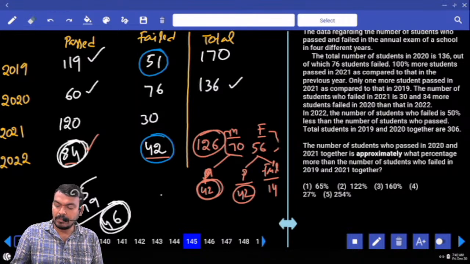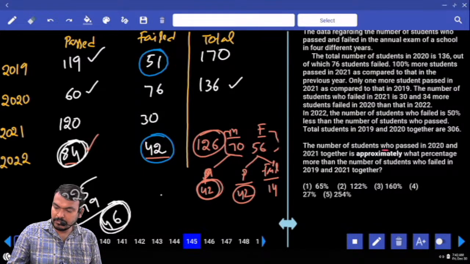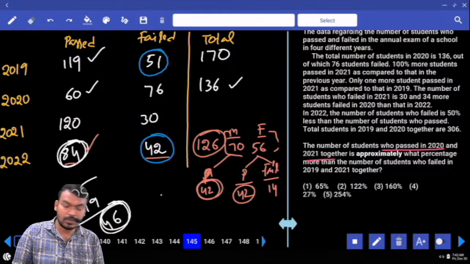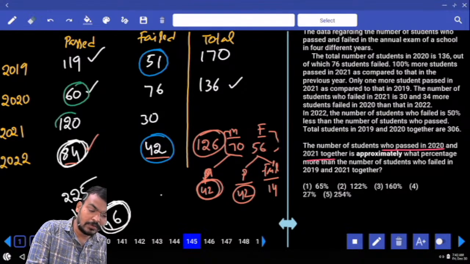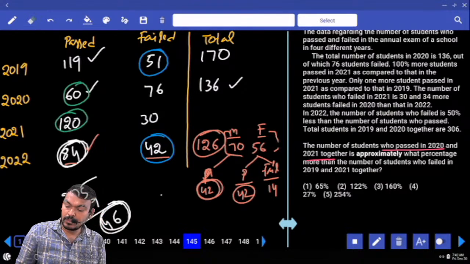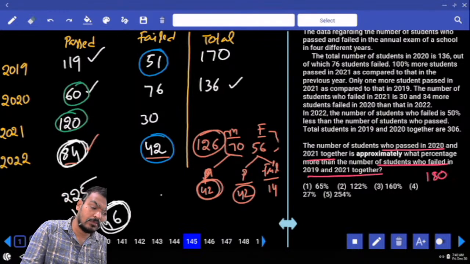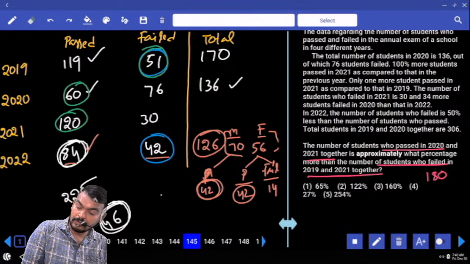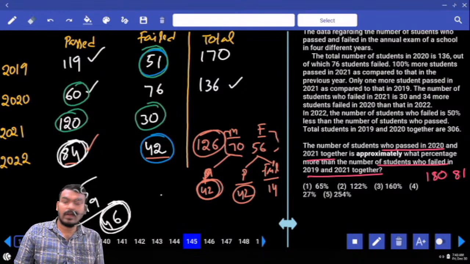Next 145. The number of students who passed in 2020 and 2021 together is approximately what percentage more than the number of students who failed in 19 and 21 together? Here, passed value in 2020 and 2021. What is the passed value in 2020? 60. 2021 120. Total it is 180 or not? 180, and compared to which one? Fail value 19 and 21. What is the fail value in 19? 51. And 2021 30. 51 plus 30, 81 or not?